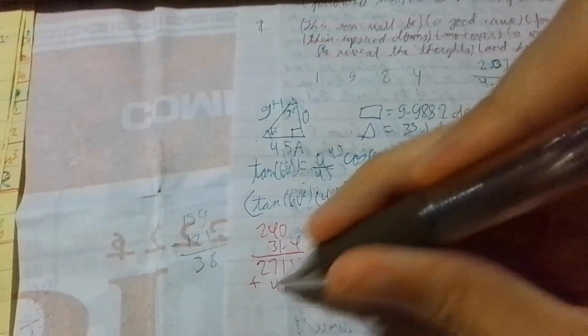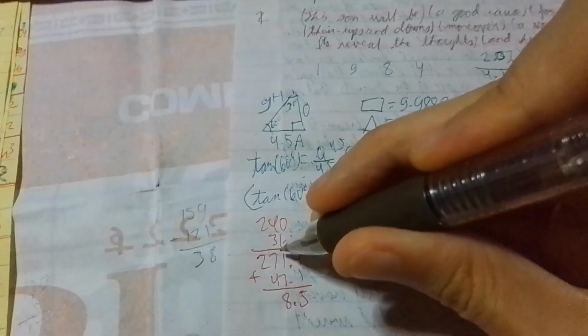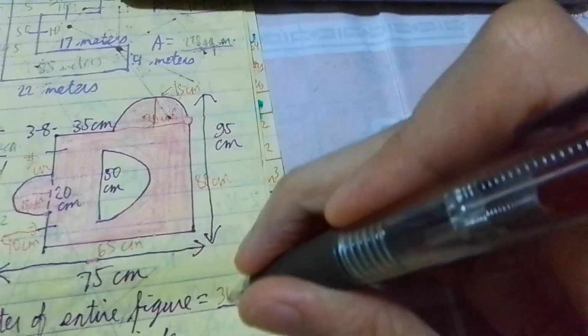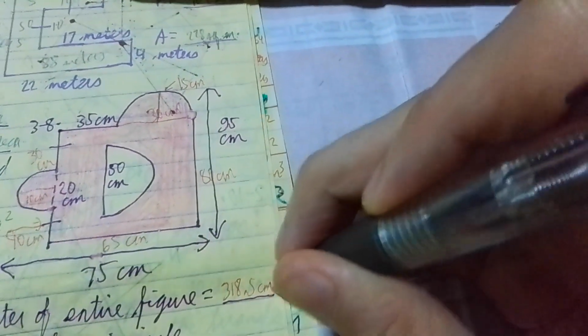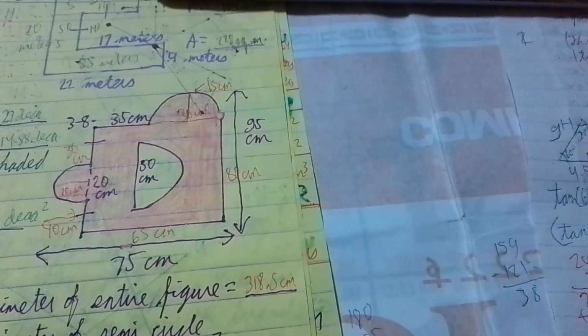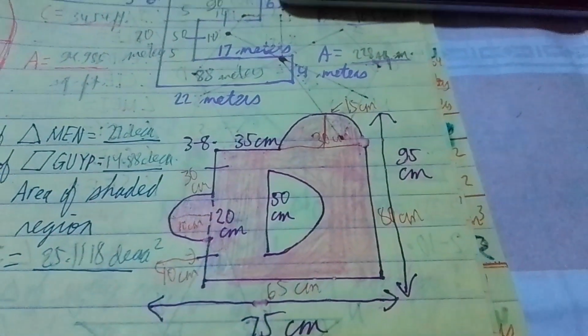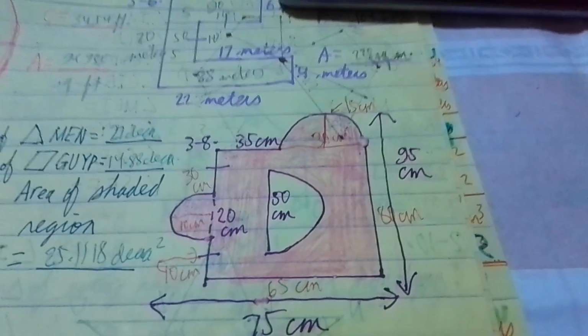And then added with the 47.1. Yes, the answer is 318.5. That's the perimeter of the entire figure. Yes, that's the answer. Now, to get the perimeter of the semicircle, that's the one inside. The diameter is 50 cm.